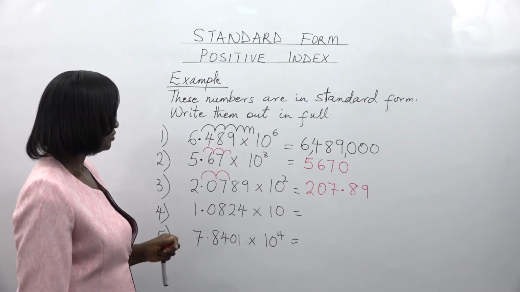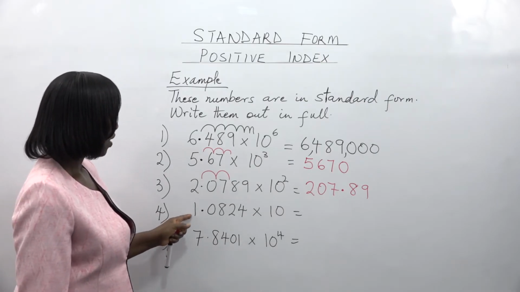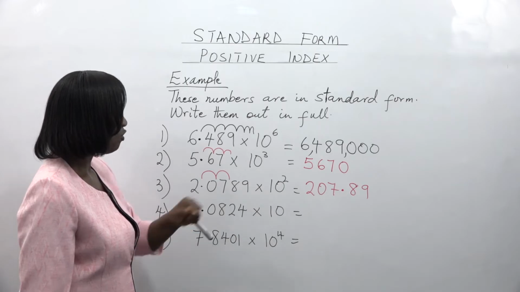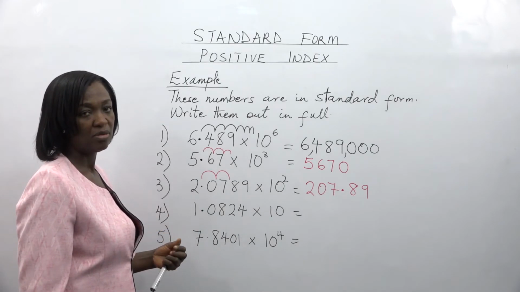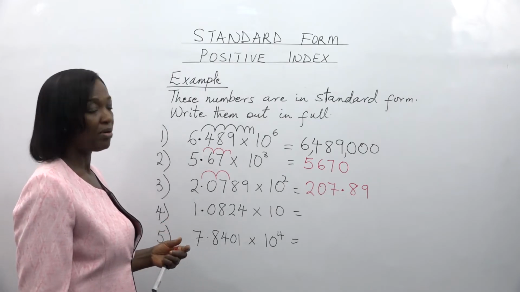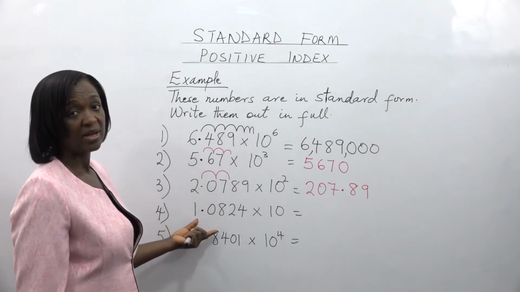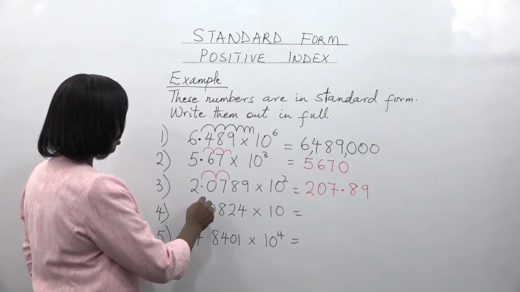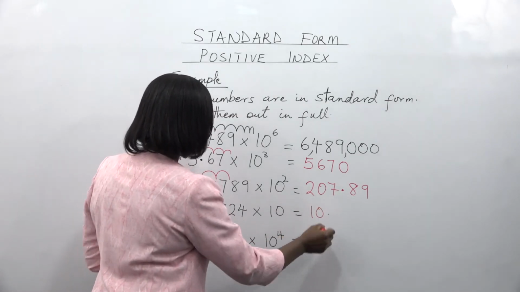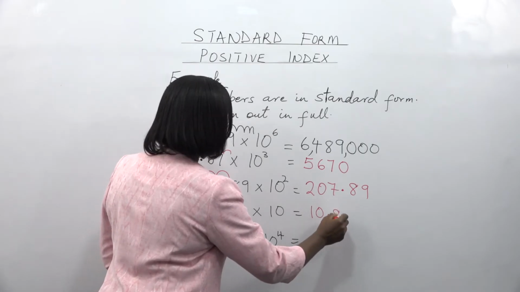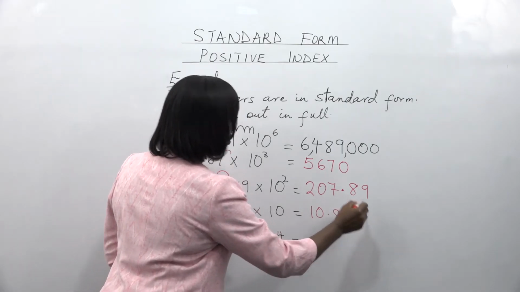The next one, 1.0824 times 10 is written in standard form. What's the full number? We're simply multiplying by 10, so it just goes 1 step. So the number in full is 10.824.